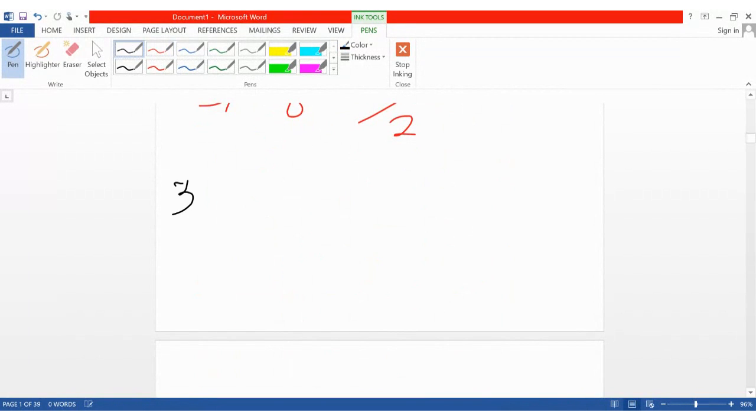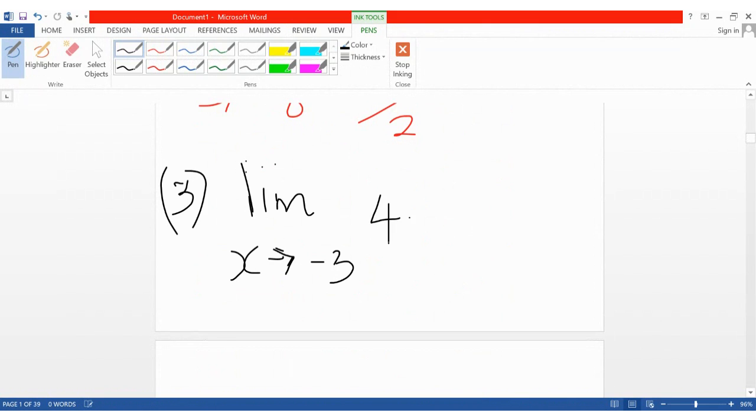As x is approaching negative 3, when I do that limit, negative 3 times 5, that is 15. 15 plus 4, you get 19. So I've given you to prove that the limit as x is approaching negative 3 of 4 minus 5x is 19. So again, I'll start from the definition.